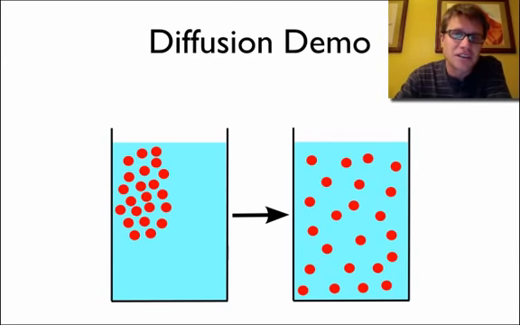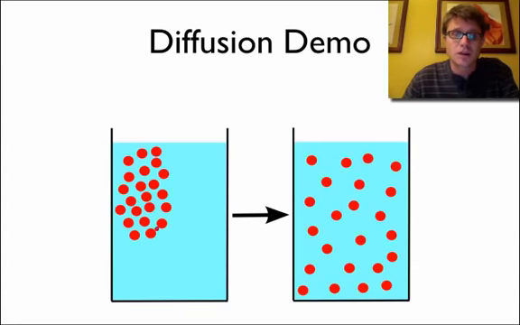Hi, it's Mr. Anderson, and today I'm going to show you the diffusion demo of the Lab 1 diffusion and osmosis lab. First of all, to review, what is diffusion? Diffusion, remember, is the movement of molecules from an area of high concentration to low concentration. It's just due to molecular motion.